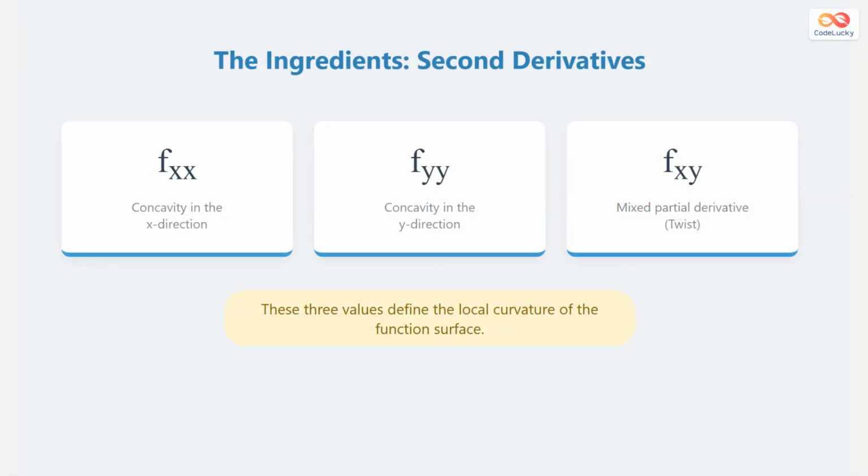Once we have our critical points, we need the second partial derivatives. There are three we care about. f_xx tells us about the concavity in the x direction. f_yy tells us about concavity in the y direction. And f_xy, the mixed partial derivative, tells us about the twisting of the surface. These three values are the ingredients for our test.